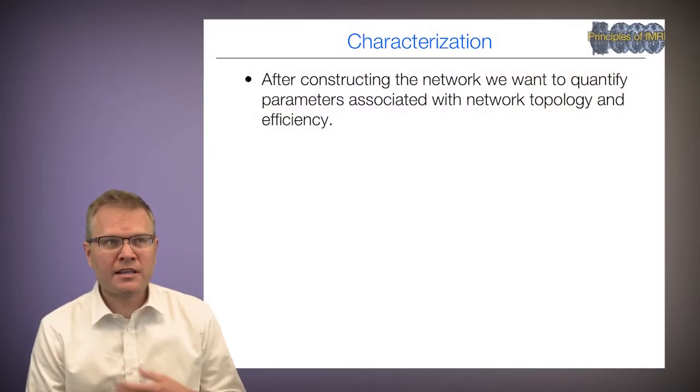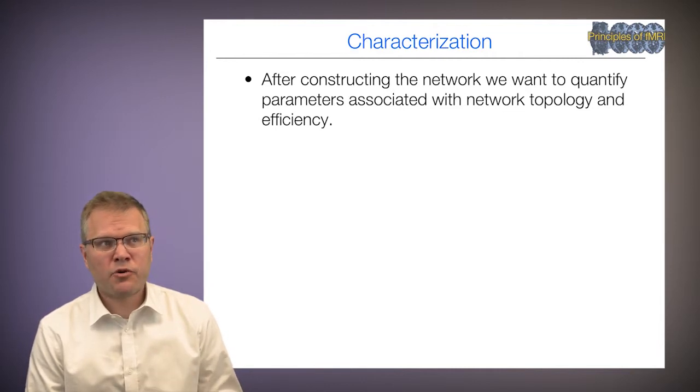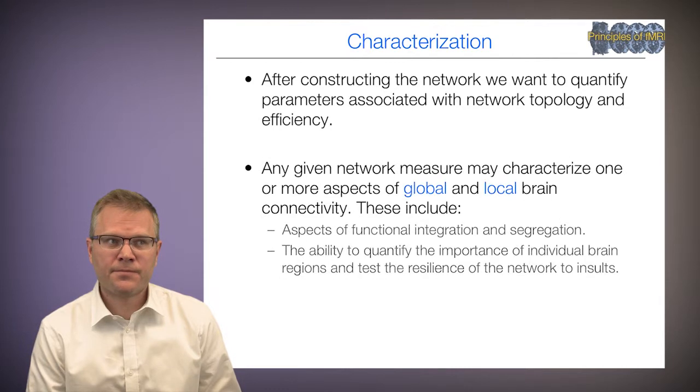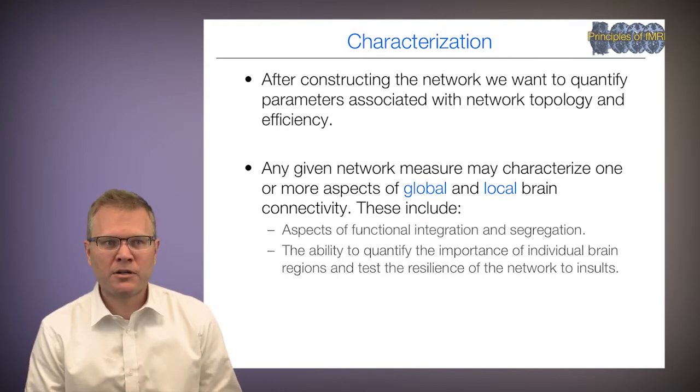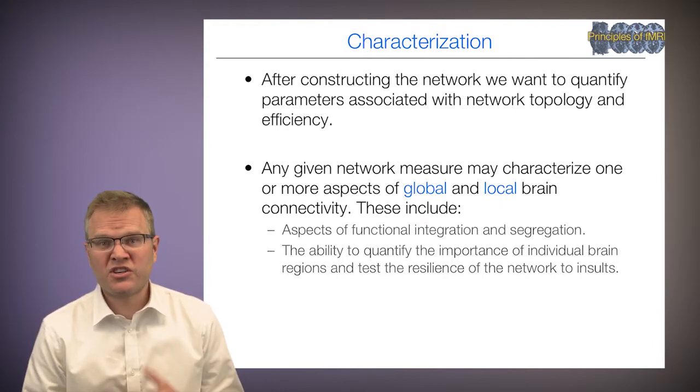So after constructing the network, we're going to want to quantify parameters associated with network topology and efficiency. Any given network measure may characterize one or more aspects of global and local brain connectivity. These include aspects of functional integration and segregation, and the ability to quantify the importance of individual brain regions and test the resilience of the network to insults. So we might want to look at whether or not a certain brain region is a hub of activation or whatnot.